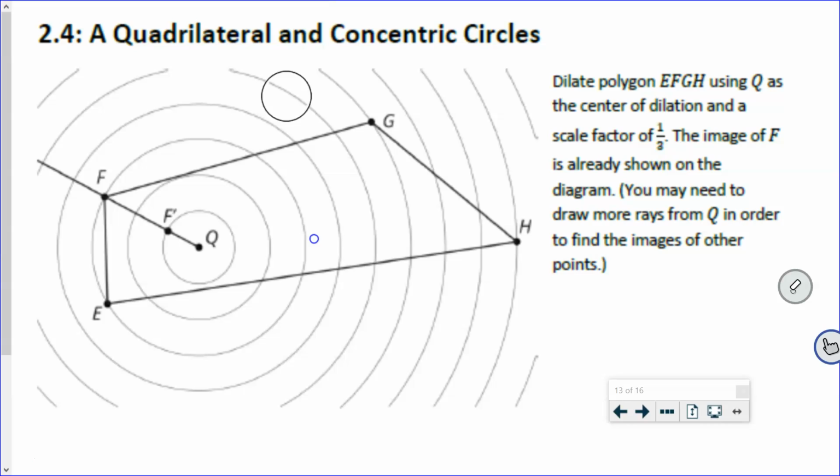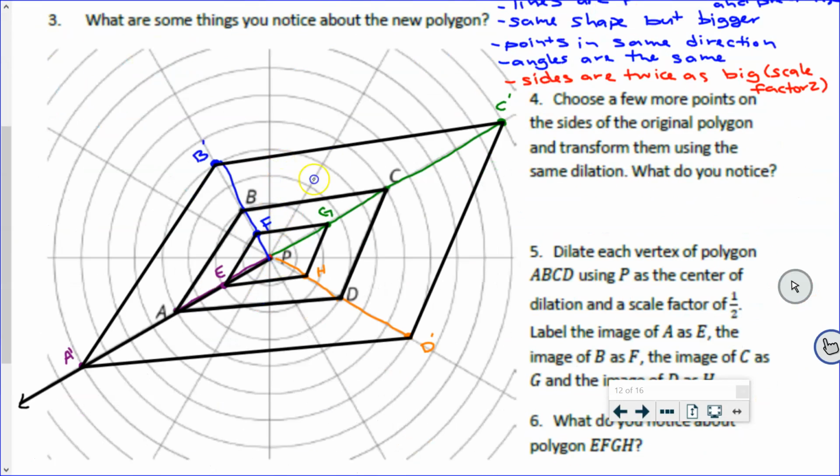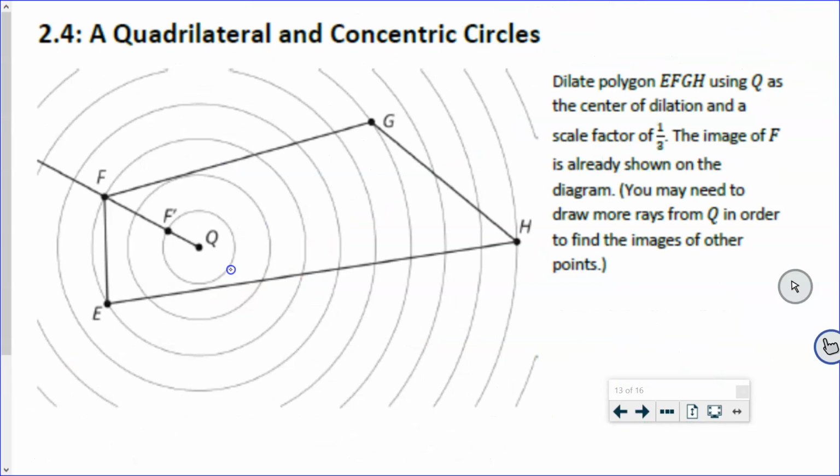A quadrilateral and concentric circles. This is different. We no longer have our grid, do we? We just have the circles. It is okay, because think about on this grid how many lines we didn't need. We didn't need this one or this one or this one or this one. And here, they've given us one of those lines.